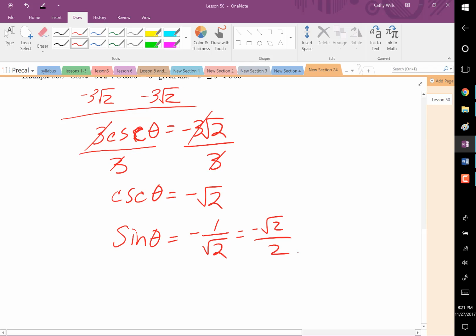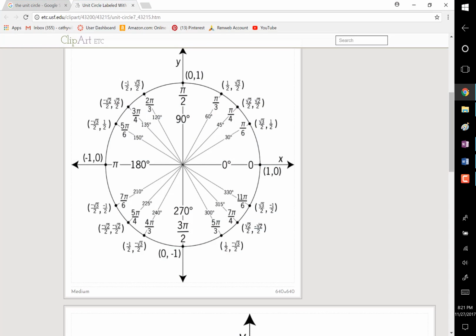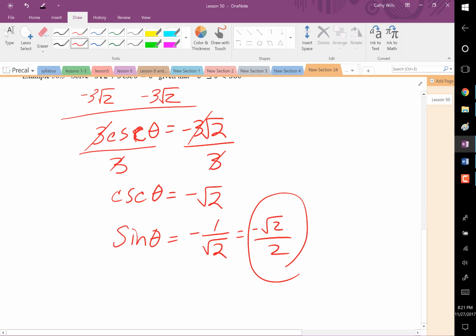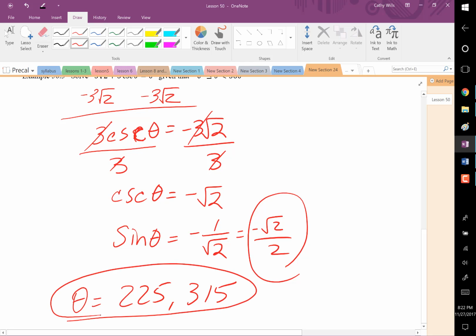But where does that happen? What angles have a sine of negative square root of 2 over 2? Look at your unit circle, and you can see that those are going to be below the x-axis where sine is negative. They're going to be the 45-degree angles. So it's going to be 225 and 315. So theta is going to be 225 and 315. Those are the only values between 0 and 360 where you have a sine of negative 1 over the square root of 2 or negative square root of 2 over 2. They are related to the 45-degree angles.